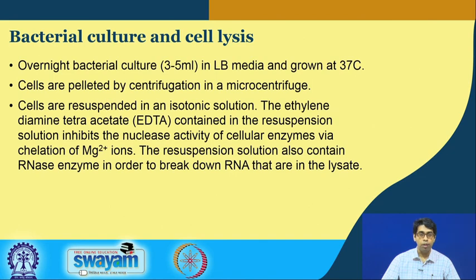So, what we have to do is resuspend these cells. We do that using a buffer which is called an isotonic solution. So, what is an isotonic solution? Isotonic solution means that if you have two different solutions, they will be called isotonic if the ionic strength of these two solutions is exactly the same. So, if these two solutions are across a semi-permeable membrane, then you will not get much osmosis from one side to the other side.